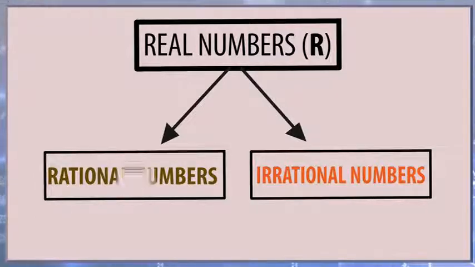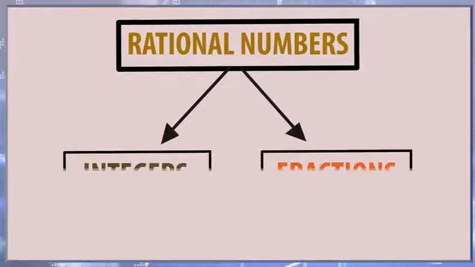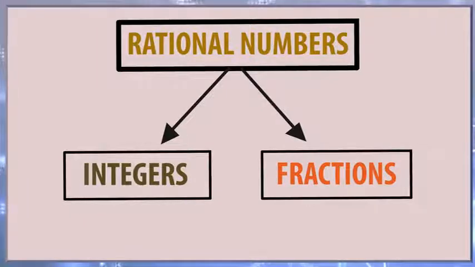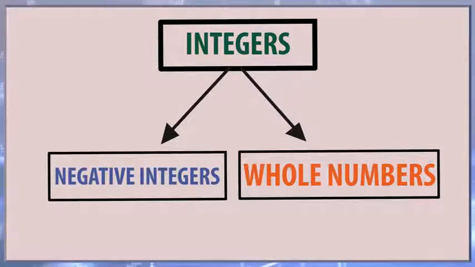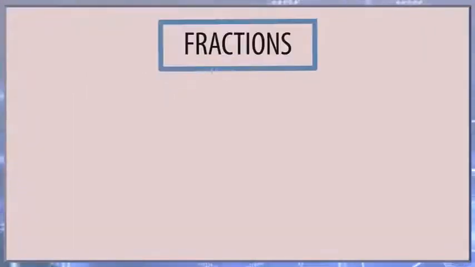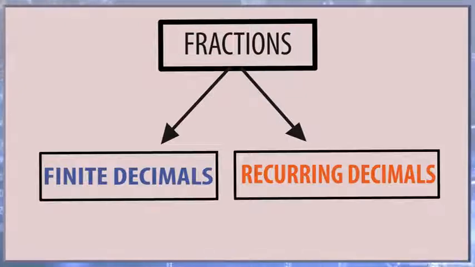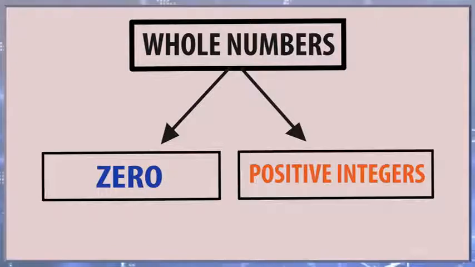We are going to look at the rational numbers first. Under the rational numbers, we have the integers and fractions. And the set of integers is broken down into two other sets, negative integers and whole numbers. The fractions are also broken down into two groups, which are finite decimals and recurring decimals. Then under the whole numbers, we have 0 and the set of natural numbers.